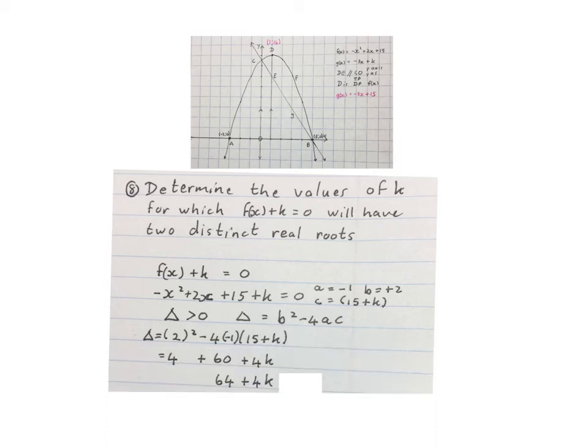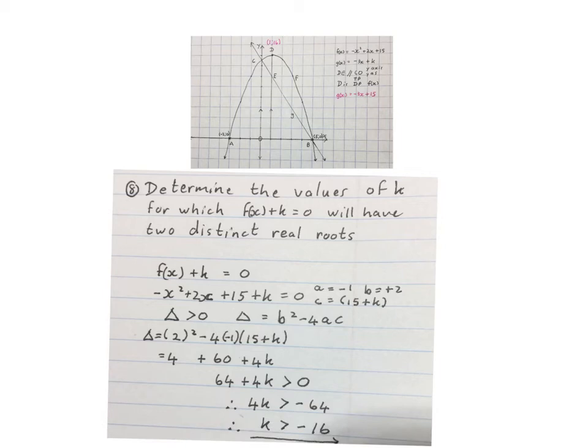Simplify and simplify further. So my discriminant is now 64 plus 4k. But to get two distinct roots, this must be bigger than 0. And then we just solve for k. So 4k is equal to minus 64. Divide by 4 on both sides. K is bigger than minus 16. That will give us two distinct real roots.